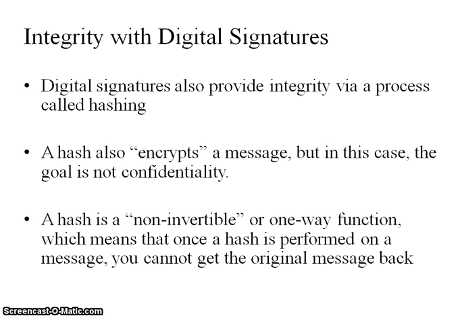How is a digital signature possible with integrity? A digital signature also provides integrity via a process called hashing. A hash also encrypts a message, but in this case the goal is not confidentiality. Here we only concentrate on how the integrity of the message is maintained. A hash is a non-invertible or one-way function, which means that once a hash is performed on a message, you cannot get the original message back.